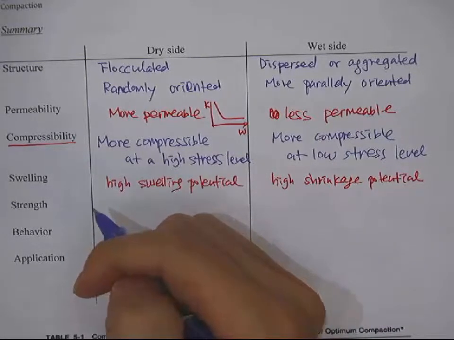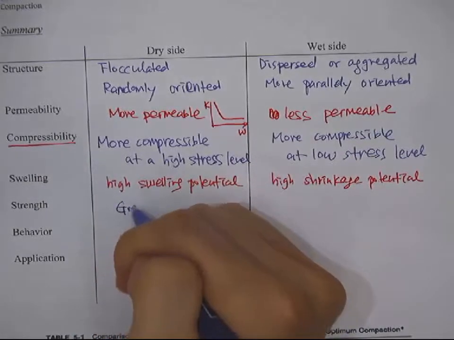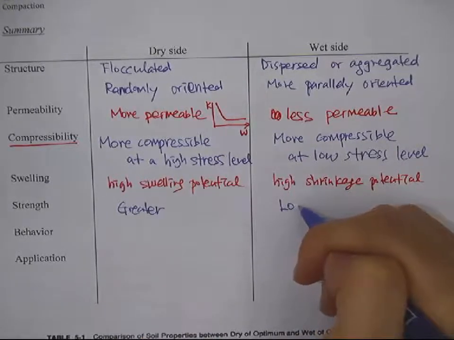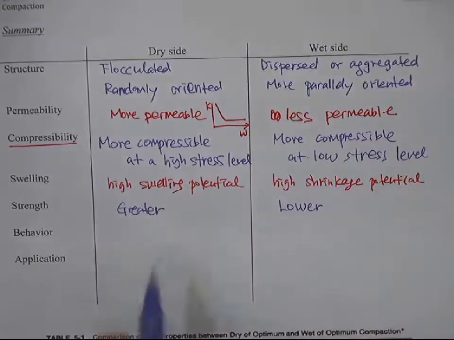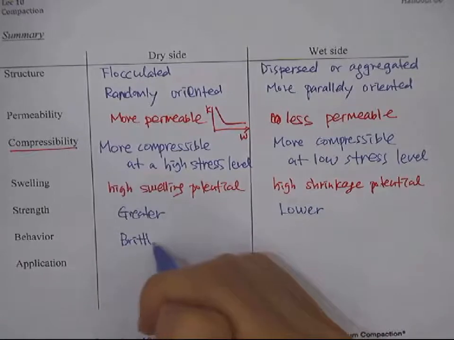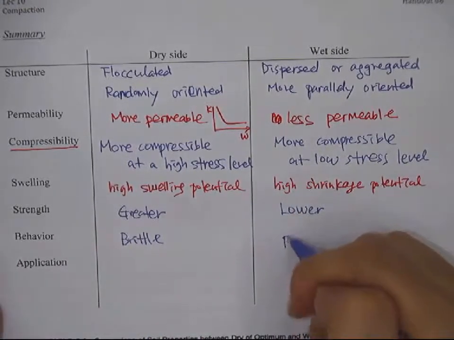In terms of strength, dry compacted soil has greater strength, and wet compacted soil has lower strength. The behavior characteristic of dry compacted soil is brittle behavior, and wet side compacted soil shows plastic behavior.